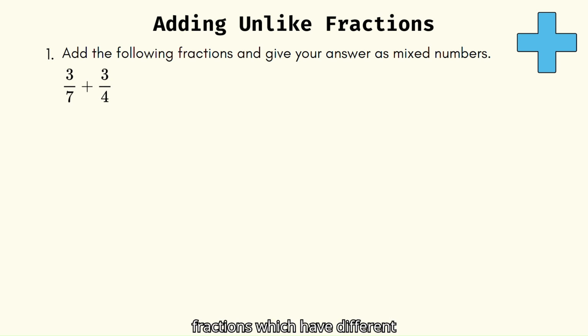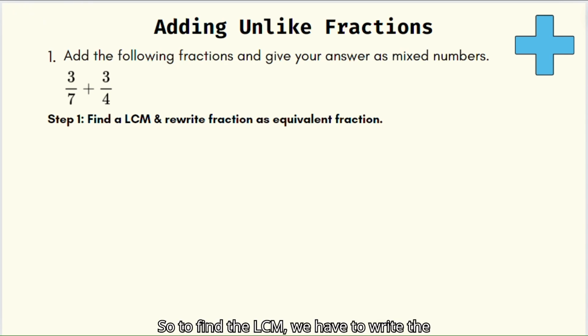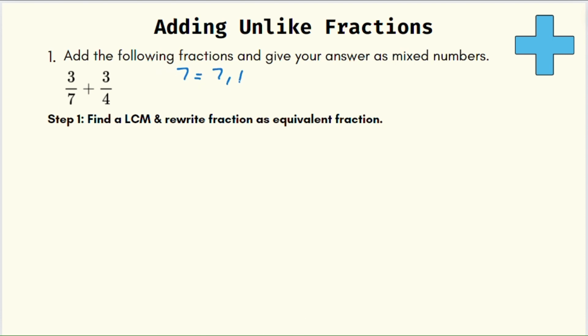So to add unlike fractions which have different denominators, we have to first find the LCM and rewrite each fraction as an equivalent fraction. So to find the LCM, we have to write the multiples of both the denominators. The multiples of 7 are 7, 14, 21, 28, and so on.